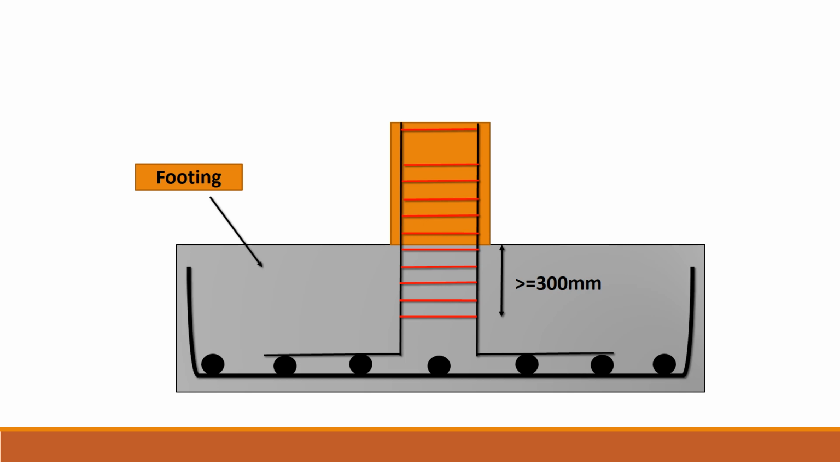Another feature is the special confining reinforcement that is provided into the footing of the column. Now this has to be at least equal to 300 mm, or it should be greater than 300 mm. So the special confining reinforcement is extended from the column base into the footing or the pedestal up to 300 mm into the footing. Now this ensures that the ductile zone or the special confining zone is extended well into the footing.